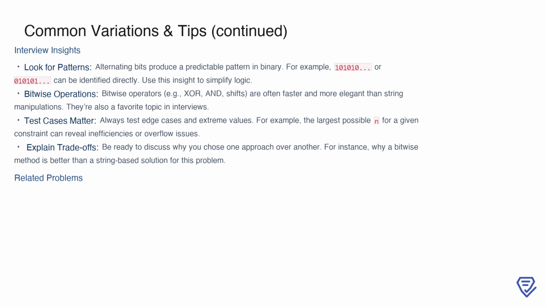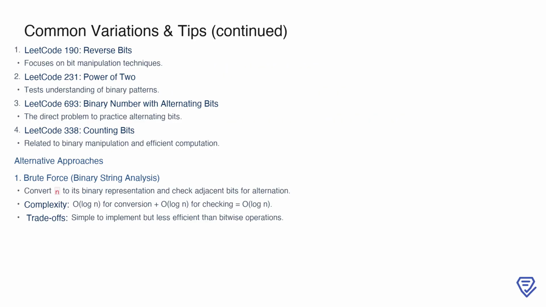Testing edge cases and extreme values is equally important. For example, testing the largest possible value of n for a given constraint ensures your solution is both efficient and robust. Finally, be prepared to explain trade-offs in your approach. If you choose bitwise operations over a string-based solution, be ready to discuss why it's more efficient and how it avoids potential pitfalls.